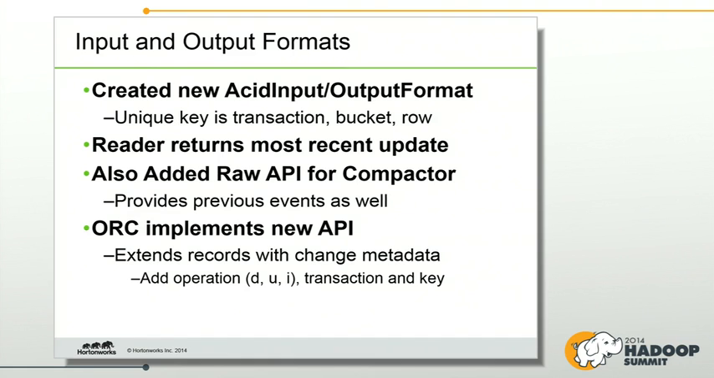And the unique key is the transaction ID, the bucket, and the row ID. The reader just returns the most recent update. I had to add a raw interface for the compactor, and we implemented all this with ORC, so that if you use ORC, you can get these characteristics, and other formats can be added later.